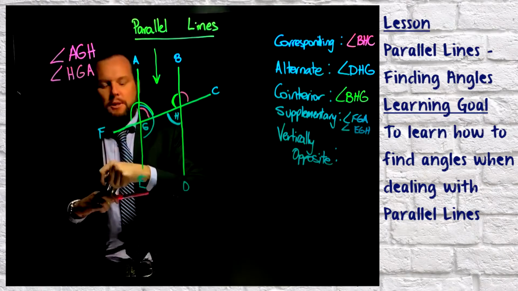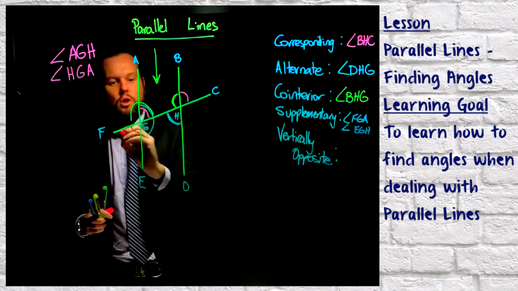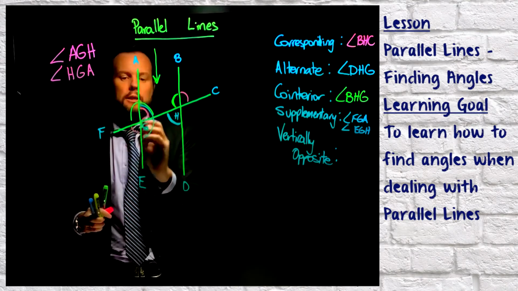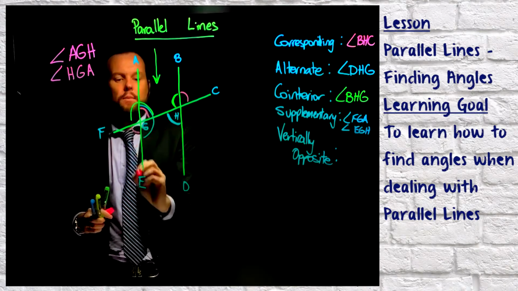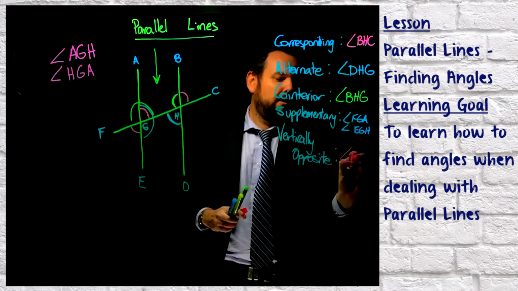Finally, vertically opposite, okay? So our vertically opposite angle sits here, okay? Two straight lines that intersect each other, angles that sit opposite are vertically opposite and equal. So we've got FGE, okay?